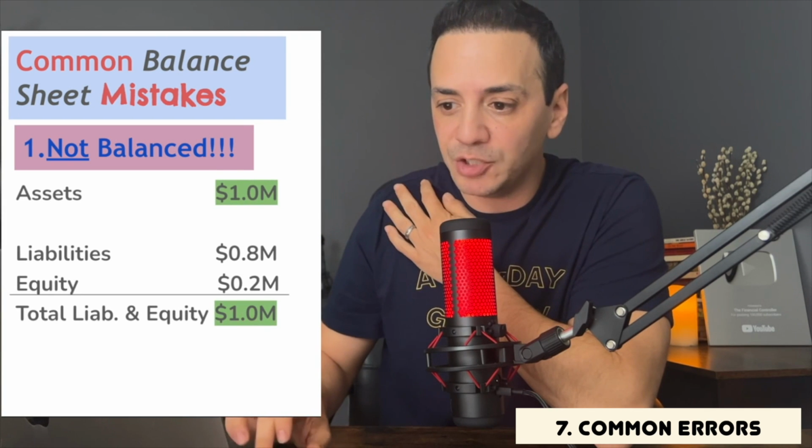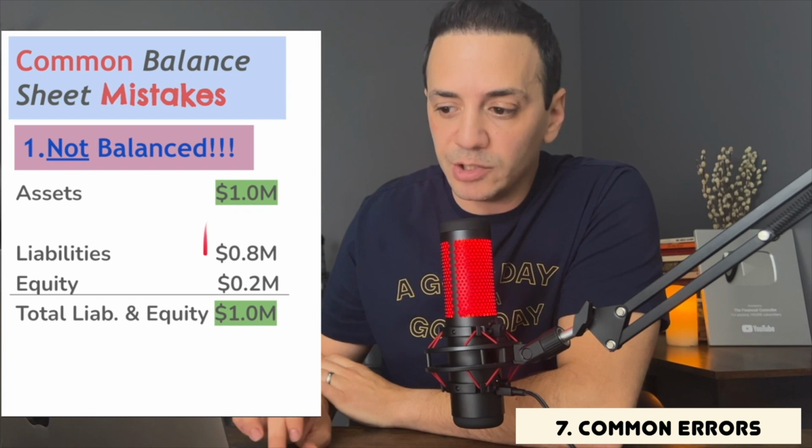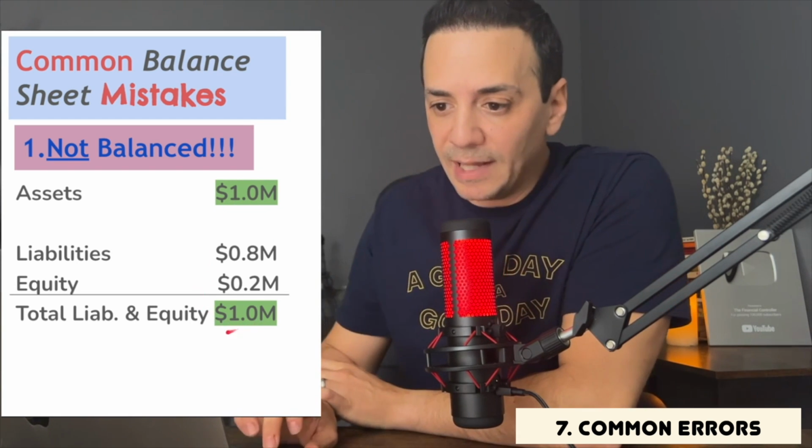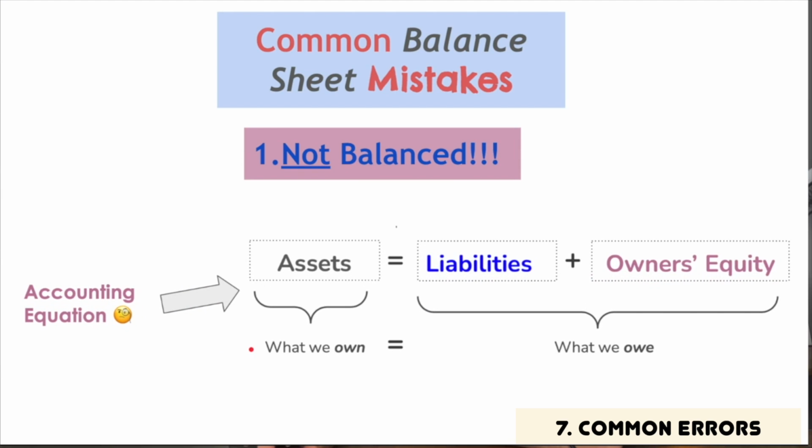So if you're looking at any balance sheet, for example here, assets is $1 million, total liabilities and equity is also $1 million. The reason for that is that the accounting equation, which is the basis for everything in accounting, dictates that assets equals liabilities plus owner's equity. Why is that? Because what we own in the business, which is assets, will always have to equal what we owe. And what do we owe? We owe liabilities to third parties, and we owe equity to the shareholders of the company. So it's a very easy concept, right? What we own equals what we owe. That's the basic accounting equation.